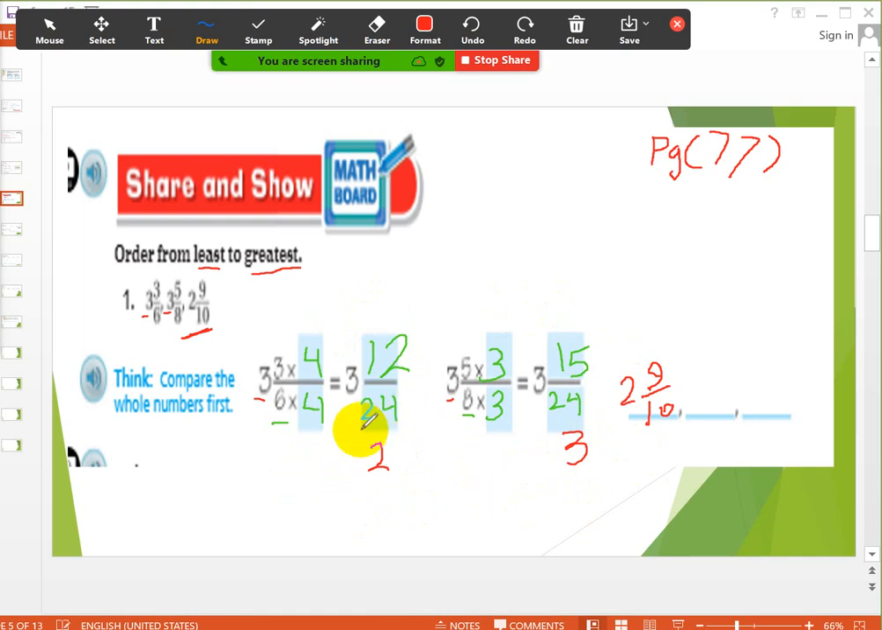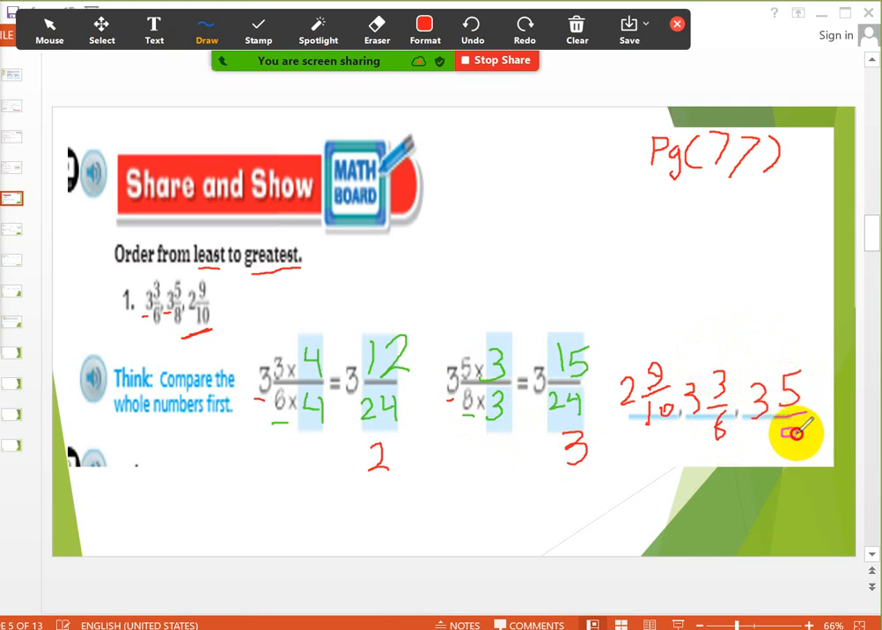But I will not write this one. I will write the number that is in the question. That means I have to write 3 and 3 over 6. So it will be 3 and 3 over 6, and the greatest one is 3 and 5 over 8. This is the greatest number.